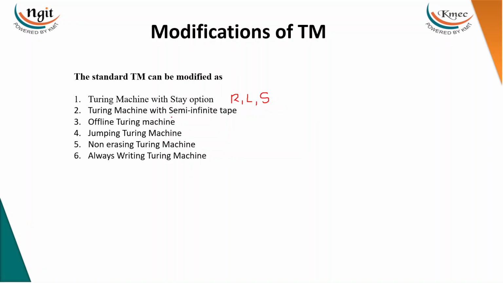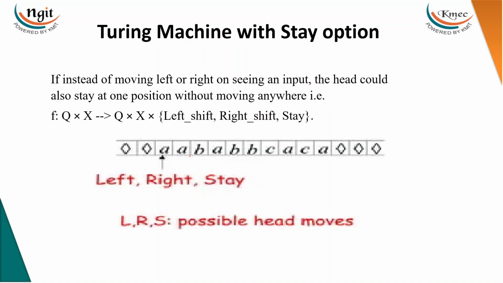And Turing machine with semi-infinite tape. Whatever the model we have discussed, actually that is infinite tape only. Semi-infinite is only increasing one side. There is a two-way infinite tape also. And offline Turing machines, jumping Turing machines, non-erasing Turing machine, always writing Turing machine. We'll discuss these one by one. First, let me go with the stay option.